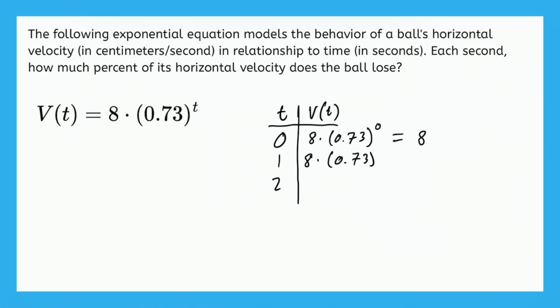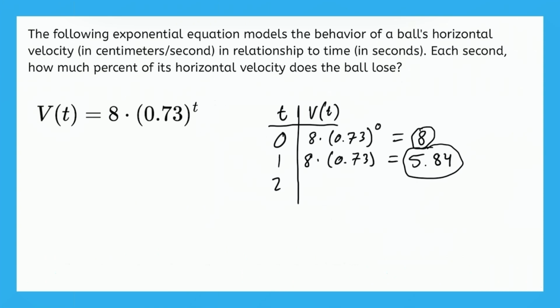Now, there really is an invisible 1 as the exponent right here, but we're not going to write it because it's implied. So now we're starting to draw some useful information. Before the time starts, the velocity of the ball is 8 centimeters per second. That's moving very slow. Think about 8 centimeters in 1 second, like a super slow ball. And then probably because of wind resistance or something like that, after 1 second has passed, the velocity of the ball is now at 5.84 centimeters per second.